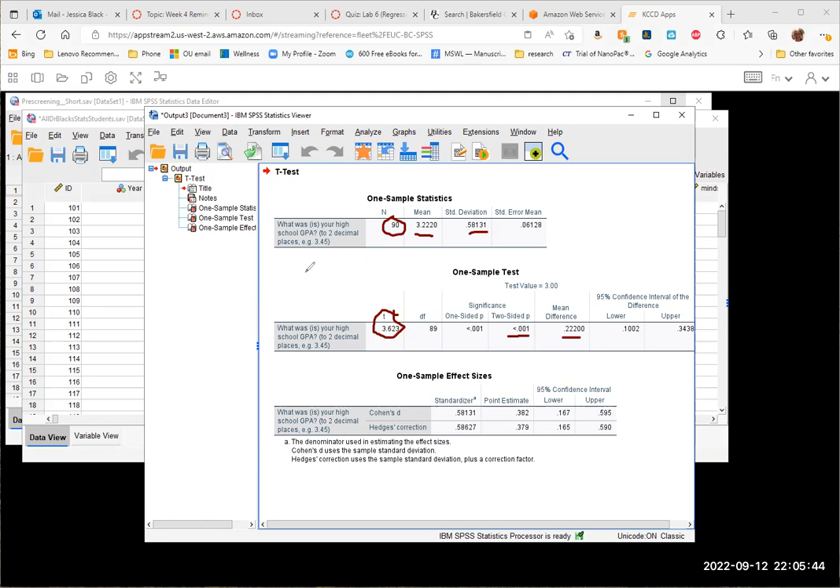To write it out in statistical notation, we would then say BC students in this sample did better than the national average. t, parentheses, the degrees of freedom, which is 89. I know it's messy and hard to see, but that's a t. I'm going to go slow here because it's hard to write with the mouse. Equals, and we put in our t value, 3.62, comma, p less than 0.001. Okay, and that's it.